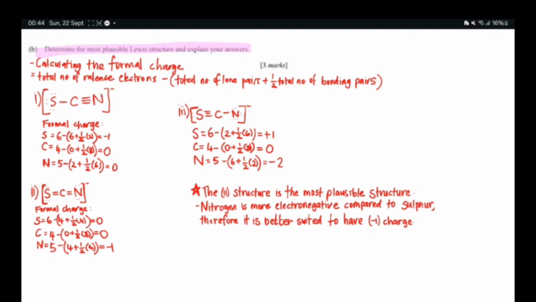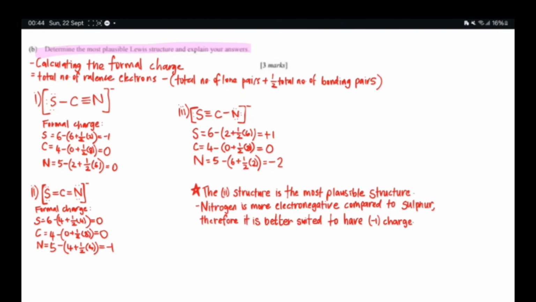And we can use this formula to calculate the formal charge for the first, second, and third Lewis structures that we got before. So for the second Lewis structure, we can see that sulfur has a formal charge of 0, carbon has a formal charge of 0, and nitrogen has a formal charge of -1. And then for the third Lewis structure, sulfur has +1 formal charge, carbon has 0, and nitrogen has -2.